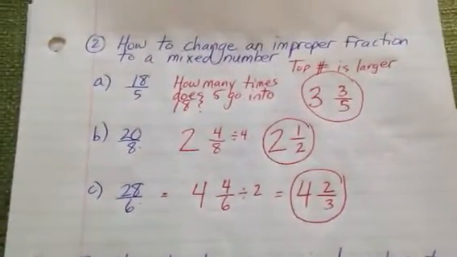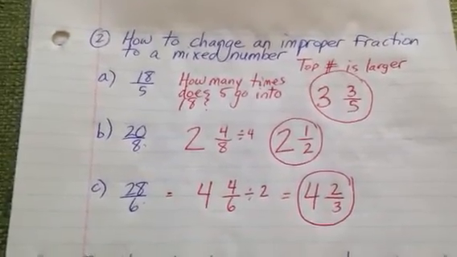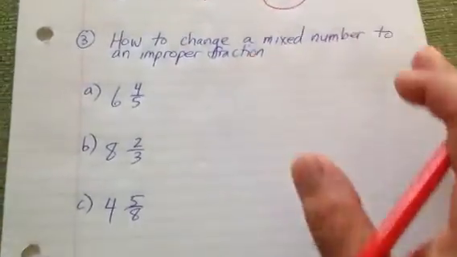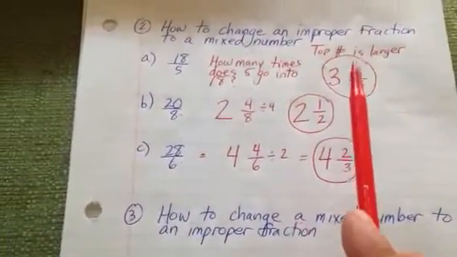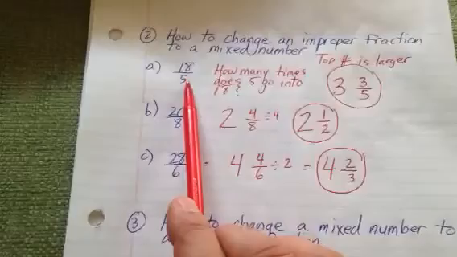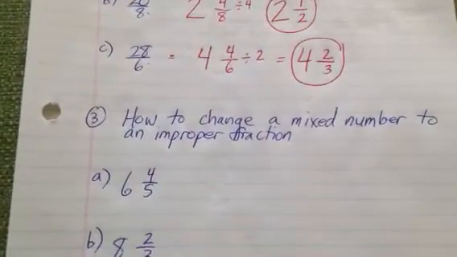And that is the second very important skill, how to change an improper fraction to a mixed number. Last very important skill, an easy one. It's the reverse of number 2. So how do you go from a mixed number back to an improper fraction? How to change a mixed number to an improper fraction.